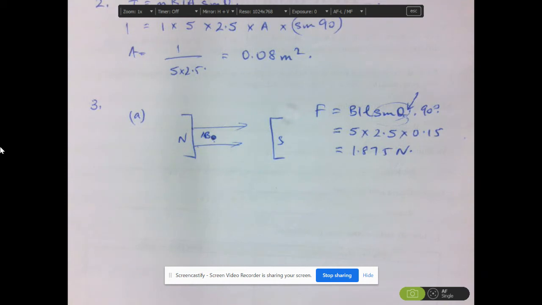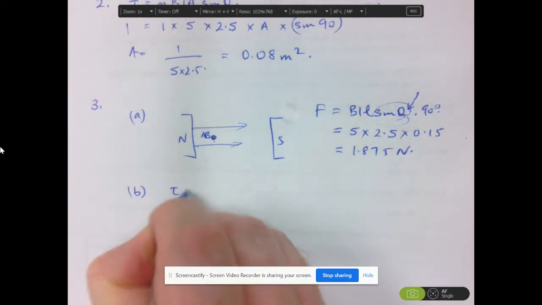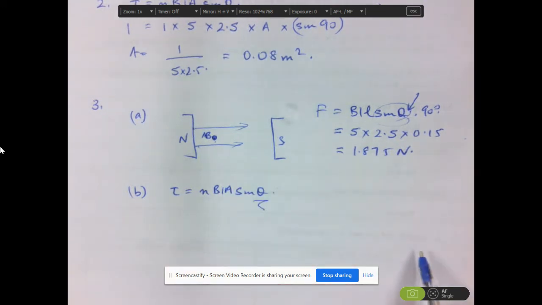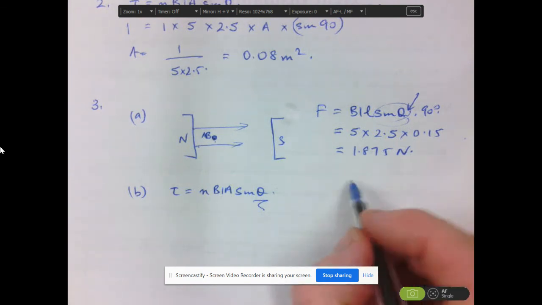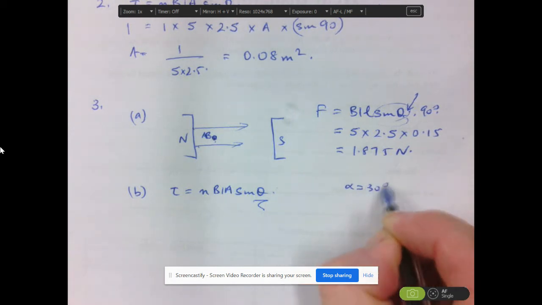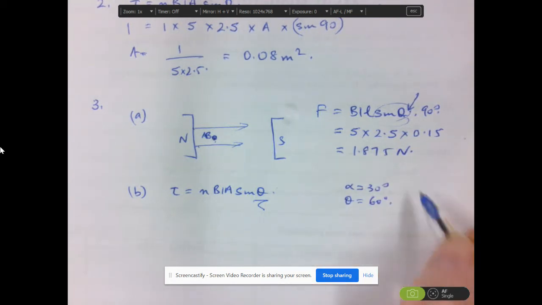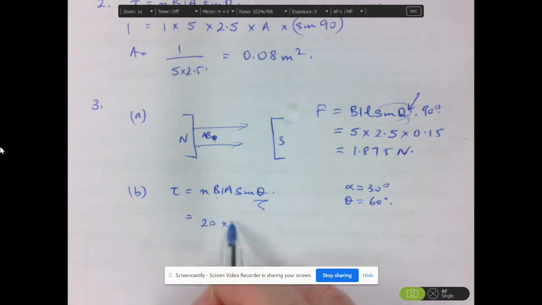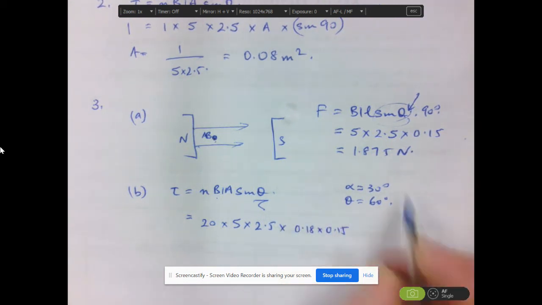Part B, it says calculate the torque. Torque equals NBIA sine theta, but this theta here is going to be the angle between the coil's normal and the magnetic field, which we discussed earlier. That alpha in this case is 30 degrees, therefore theta is 60 degrees. So the torque would be, there's 20 loops. B is 5, current is 2.5. The area is 15 times 18, so 0.18 times 0.15, and in this case it is sine of 60 degrees.